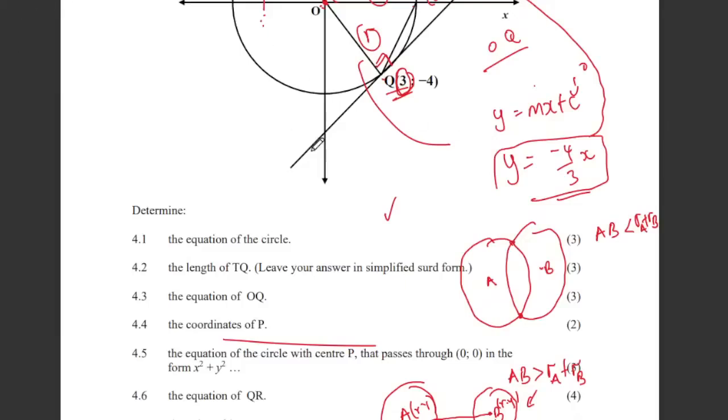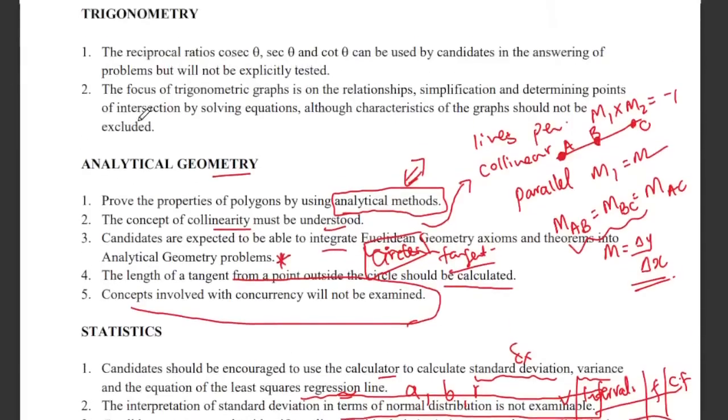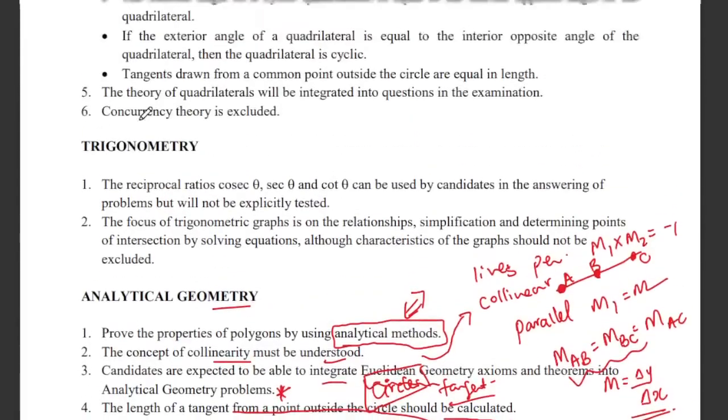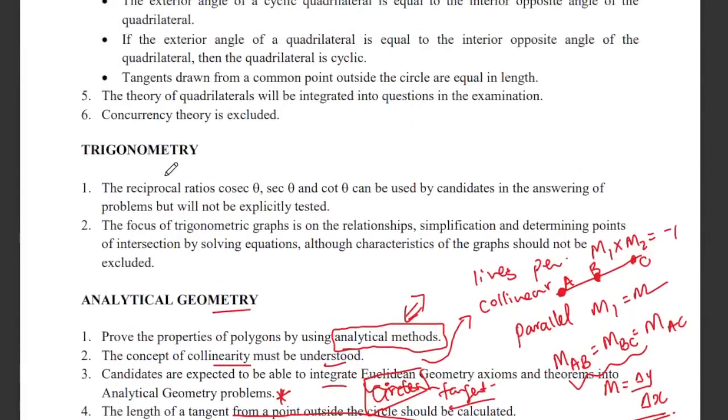Let's move on to the next topic, which is trigonometry. Under trig, no one is going to ask you about the ratios of the cosec, sec, and cot. But if you use them to get the answers right, we have no problem. But no one is going to ask you, find the cot of this, find the cosec of that. No, not in matric for now.